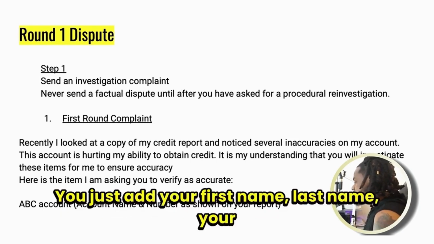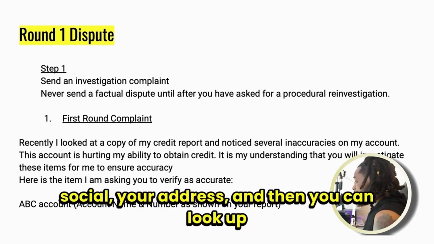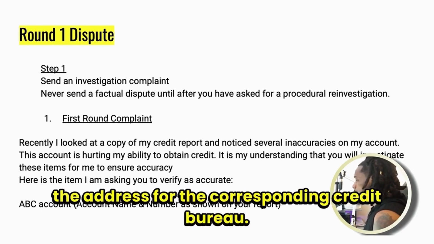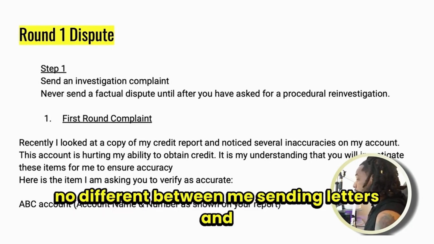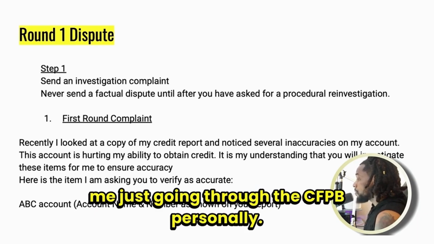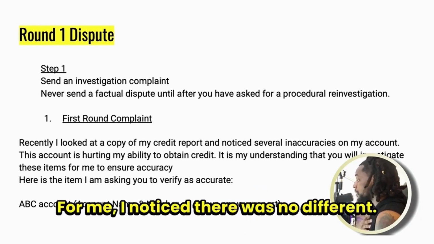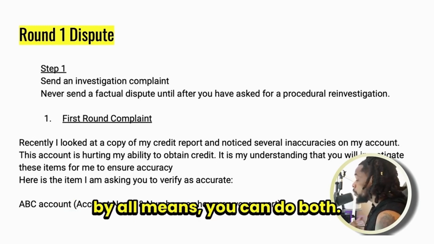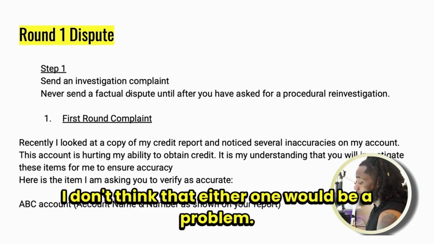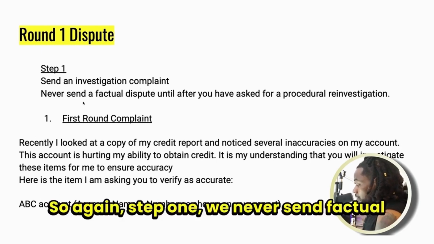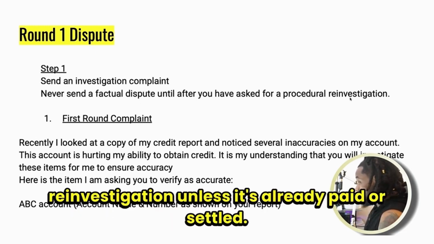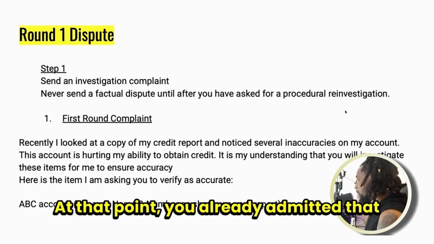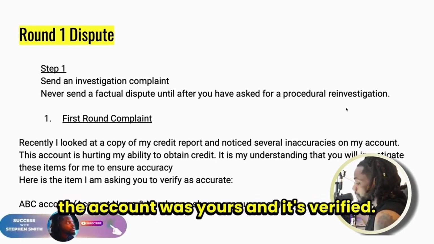You just add your first name, last name, your social, your address, and then you can look up the address for the corresponding credit bureau. I personally have found that it was no different between me sending letters and me just going through the CFPB. If you want to send a letter, by all means, you can do both. I don't think that either one would be a problem. So, again, step one, we never send factual disputes until after you've asked for a procedural reinvestigation, unless it's already paid or settled. At that point, you already admitted that the account was yours and it's verified.